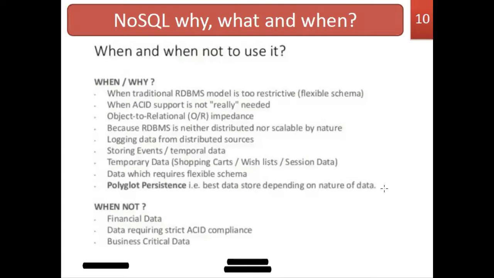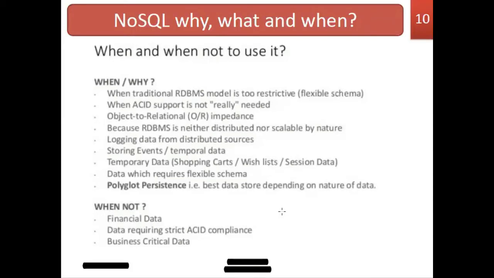And storing events, temporal data. Temporal is nothing but where you can use your data with time stamping. Whatever data you are dealing with will have a time value, right? As well as storing events, if you want to store any event-based data, then you can use NoSQL data. And temporary data, like shopping carts, wish lists, and session data, because this data will be saved temporarily. And data which requires a flexible schema, that's what I already told you. If you are looking for something very flexible, then you can choose this one.